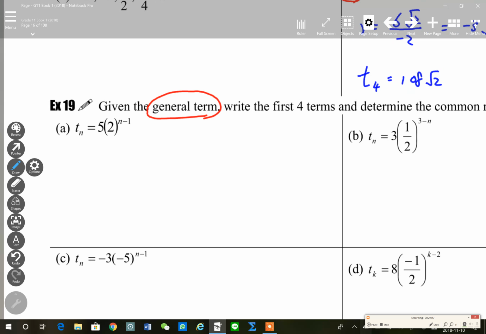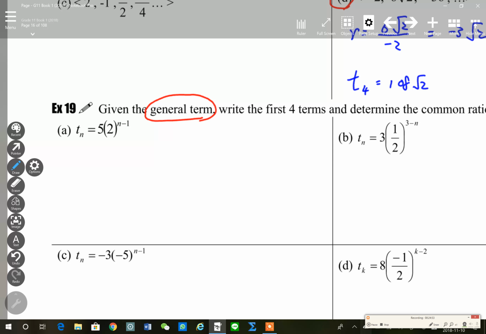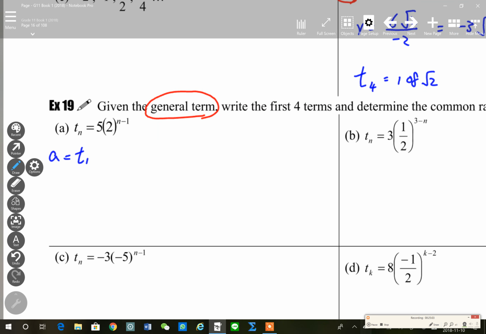So this is what a general term will look like. If I want to use this formula and write the first term, let's say we start with T1. T1 means first term. Sometimes we use the letter A to represent it. I know you have learned it, but let other people have a chance.